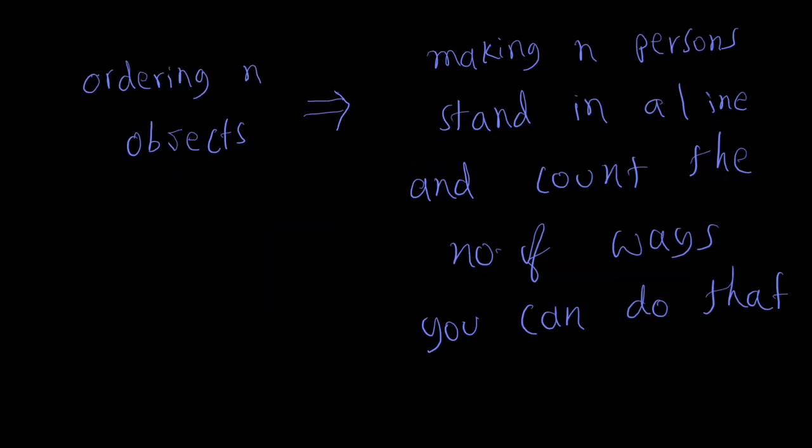So you can treat the problem of ordering n objects as the problem of making n persons stand in a line and counting the number of ways you can do that. Both of these are equivalent. So whenever you are tasked to order any objects, you imagine taking n persons and lining them up, and then ask how many ways you can line them up.